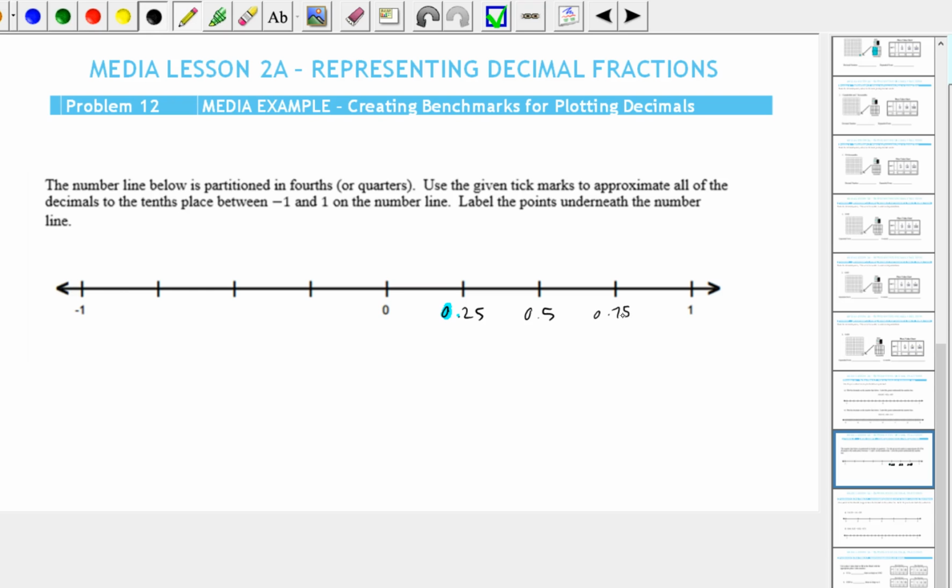Okay, and then having them get a feel for where tenths would be, about here. 0.2 would be a little closer to 0.25 than 0.1 would, etc. So 0.3 is a little bit closer, 0.4 is there. Okay, so we don't usually plot decimals exactly.